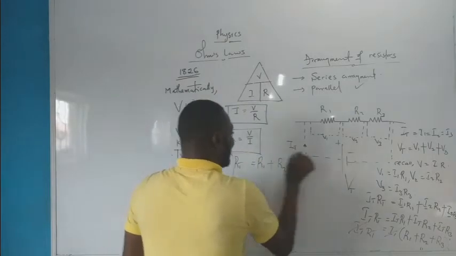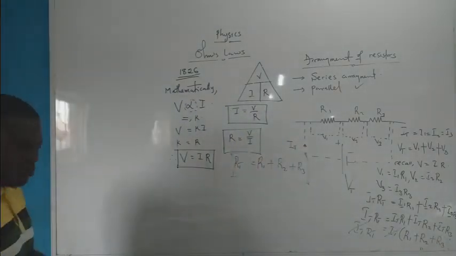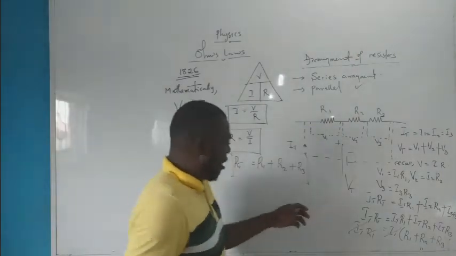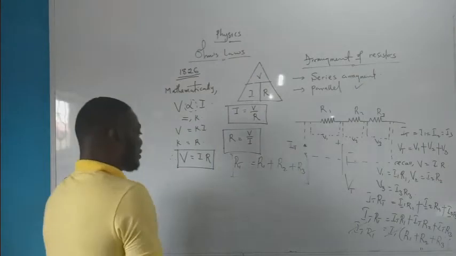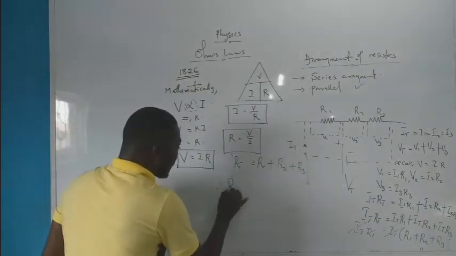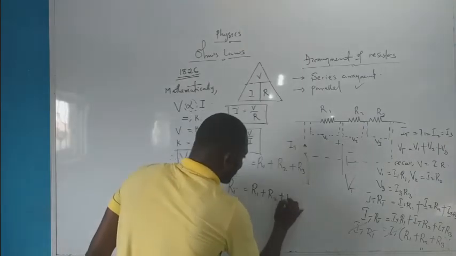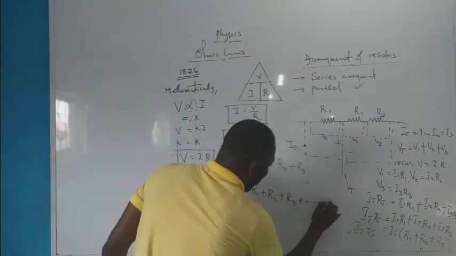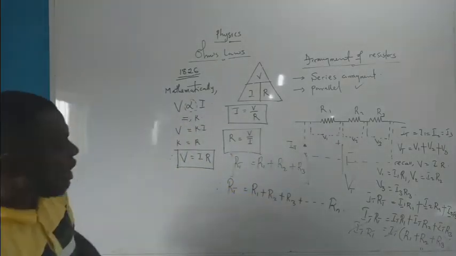This is the formula when two or more resistors are arranged in series. So therefore we can have R total equals R1 plus R2 plus R3 and so on up to Rn.